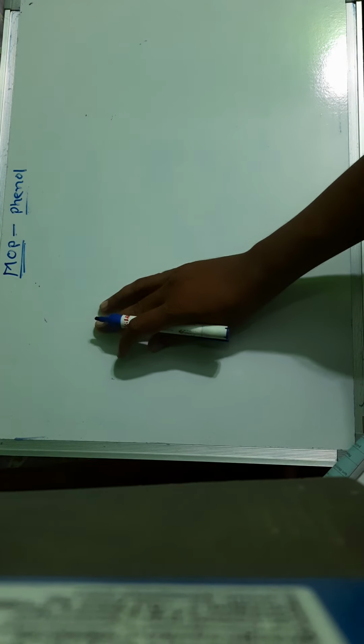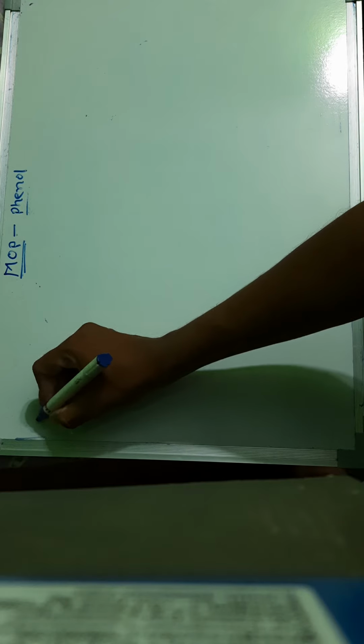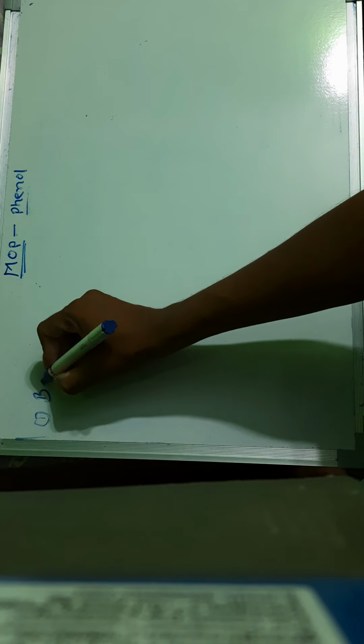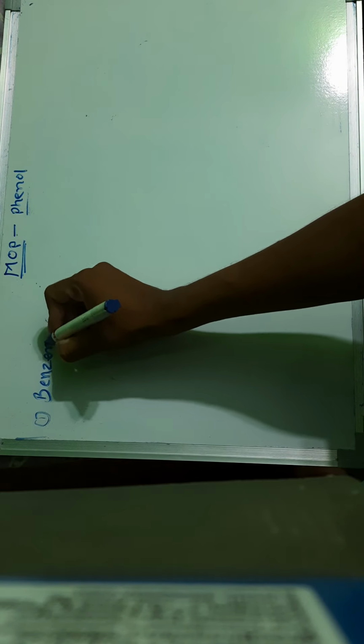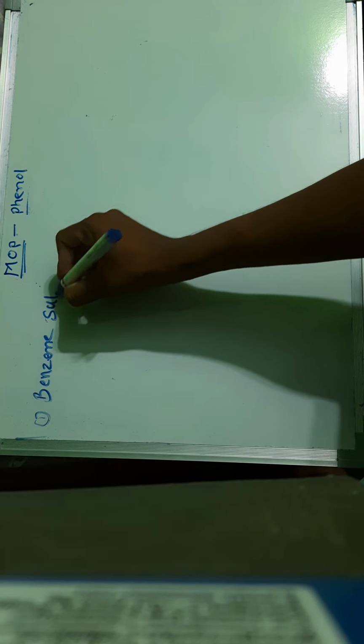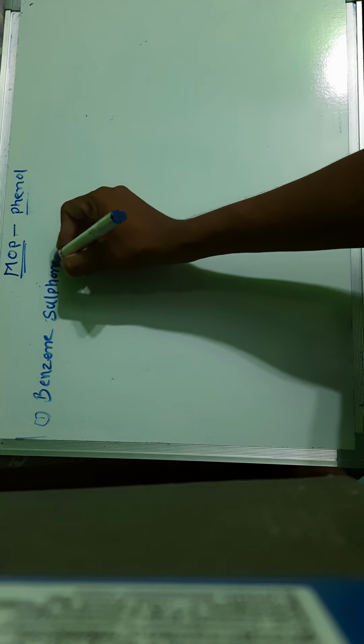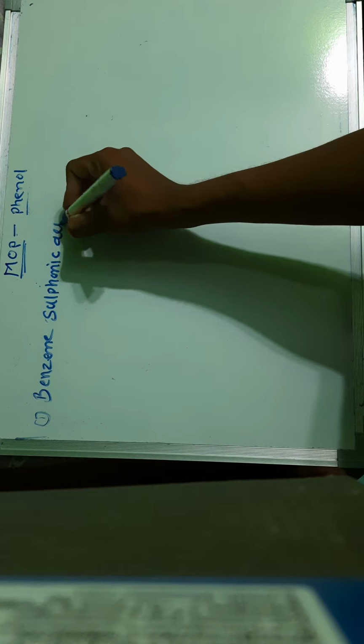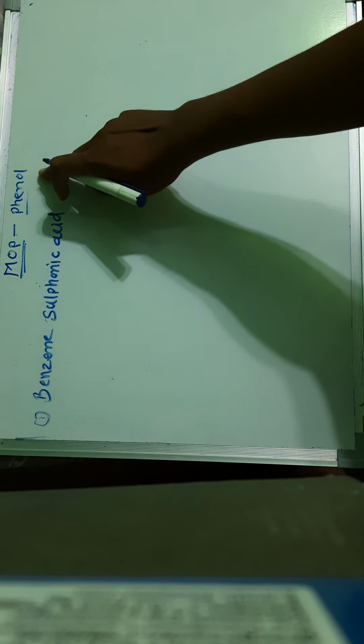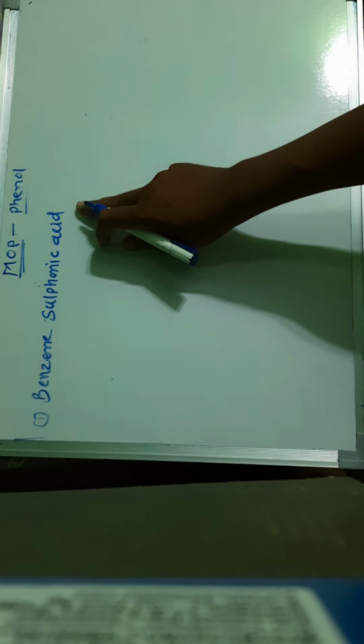Hello friends. In the last class we discussed the method of preparation of phenol by using cumene. Now in this class we discuss another method of preparation of phenol, that is by using benzene sulfonic acid. We have to prepare phenol by using benzene sulfonic acid.